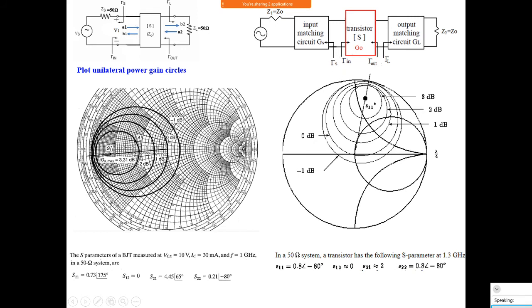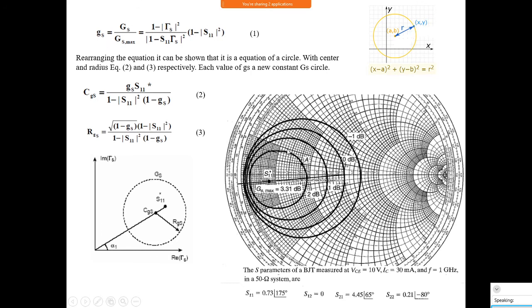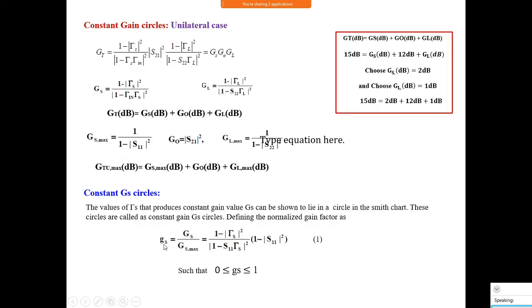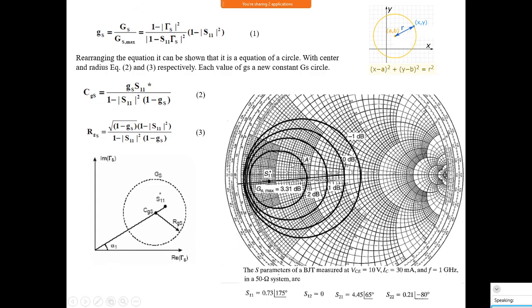So I spoke about these input gain circles. These are called input constant gain circles, or source constant gain circles, because I have taken this equation: GS is equal to GS divided by GS maximum. GS is this equation, and GS maximum is this one: 1 over 1 minus S11 magnitude square, which will come to the numerator. So this is GS divided by GS maximum. From that we got these circles, called input gain circles.